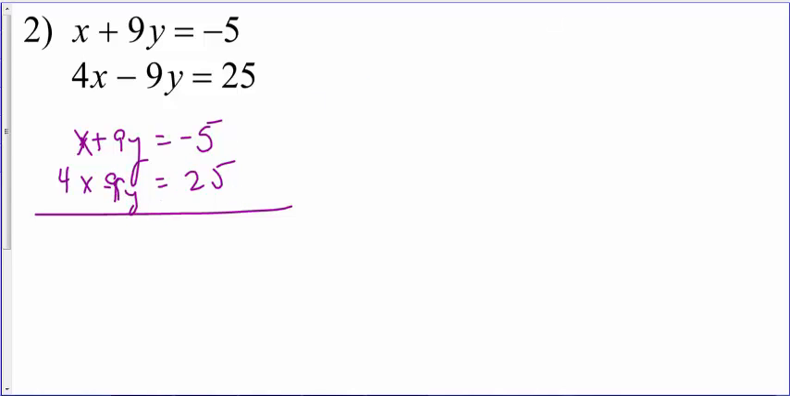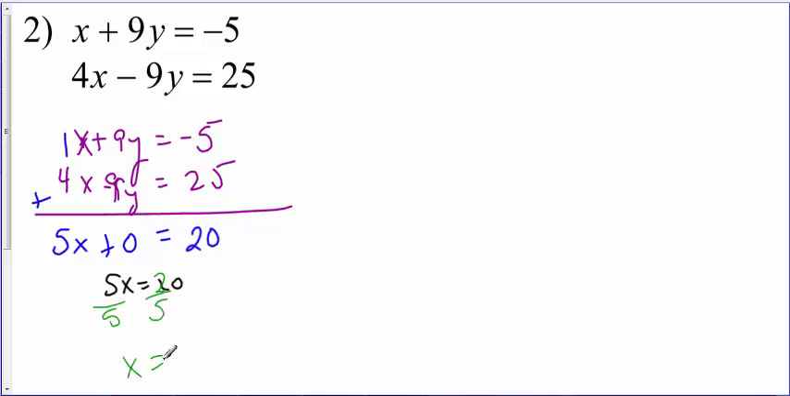Now, if we're going to add them, 4 and 1 is 5x. Positive 9y plus negative 9y gives you 0, equals, well, negative 5 plus 25 is 20. Now what we're left with is basically 5x equals 20. There you go. Divide both sides by 5, so x equals 4.